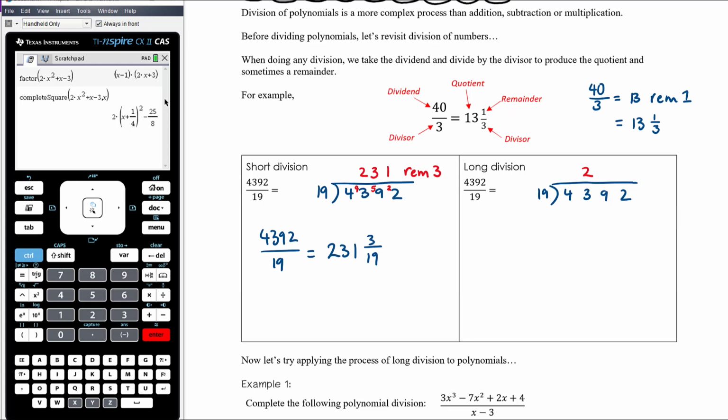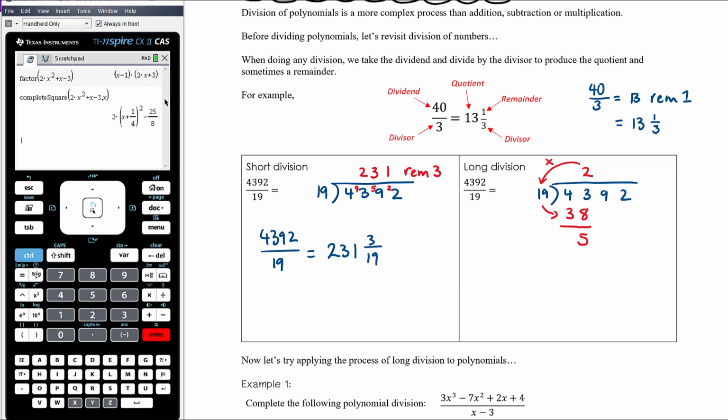So everything's the same up until now. The difference is that we don't do the remainder calculation in our head. We write it out explicitly. So what I'm now going to do is I'm going to do 2 times 19, which is 38, and I'm going to write that underneath. And then what I do is I subtract. Okay, so 43 minus 38 is 5.